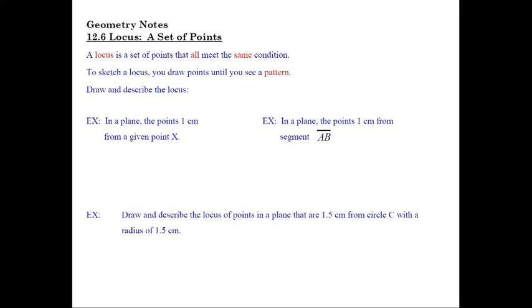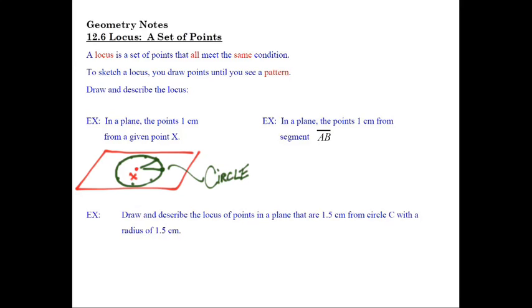So the first example talks about, in a plane, the set of points 1 centimeter from a given point x. So there would be a plane, a flat surface, and there's point x. I have to stay in that plane, and I can go 1 centimeter away from that in any direction. So that's one point that works, there's another, I can see there's lots of points, and in fact, if I connect the dots, I would get a circle. So the locus of points is a circle with a center of x and a radius of 1 centimeter.